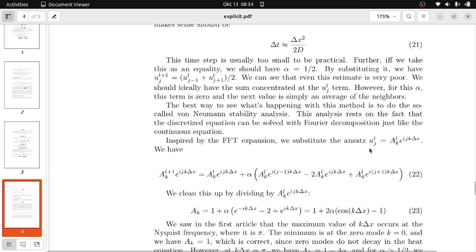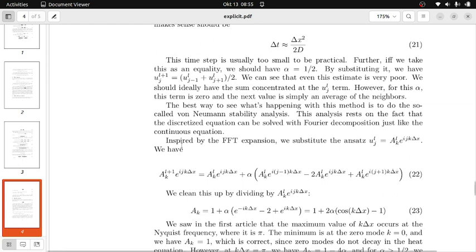So if we substitute the ansatz u_j^l = A_k^l e^(ijk delta x), this is only a Fourier mode, and A_k is the amplitude of the Fourier mode, and this l really means to the power of l. The idea here is that if the absolute value of A_k is larger than 1, then the scheme is unstable, because the Fourier modes are growing as we iterate the solution, and we know from the heat equation that they should decrease.